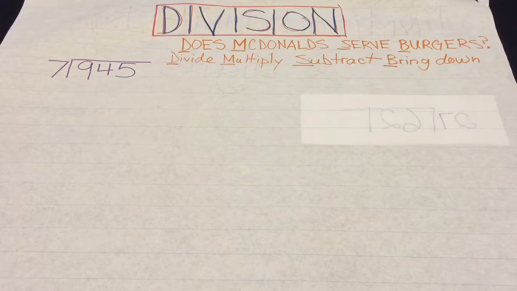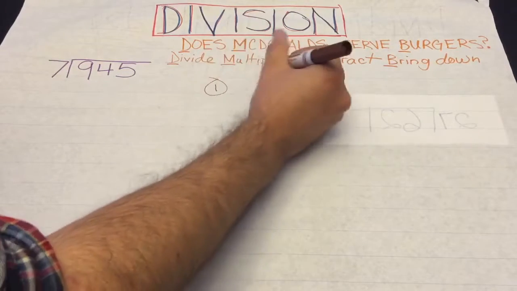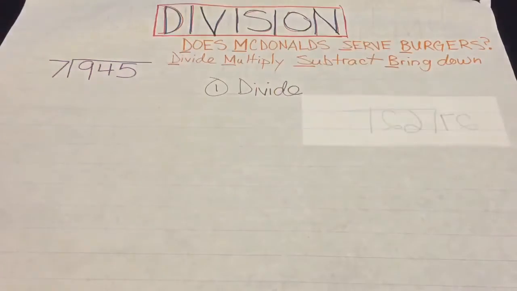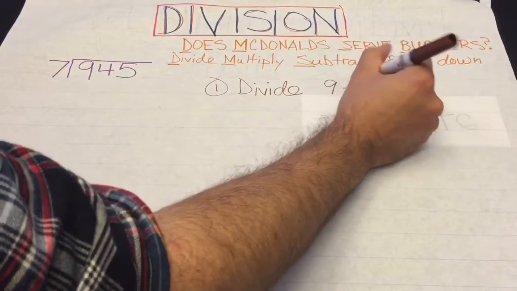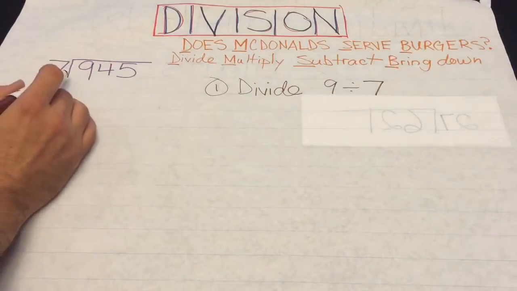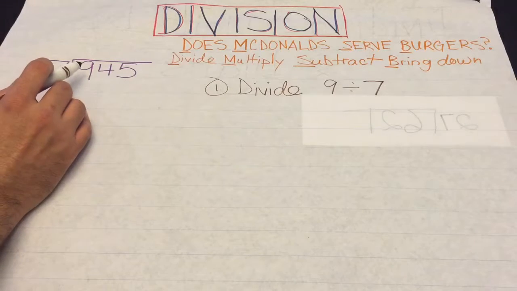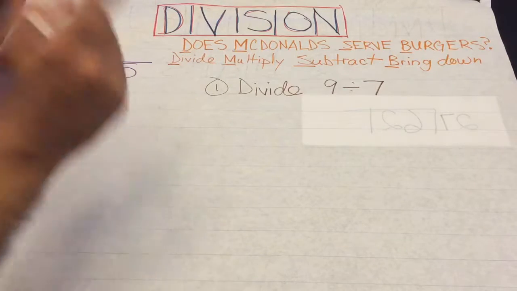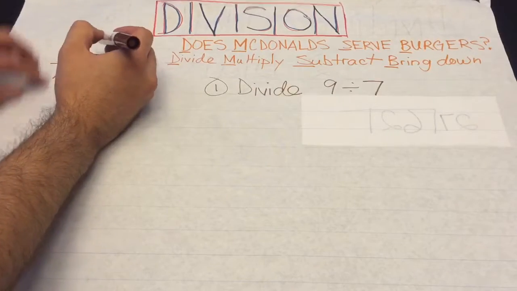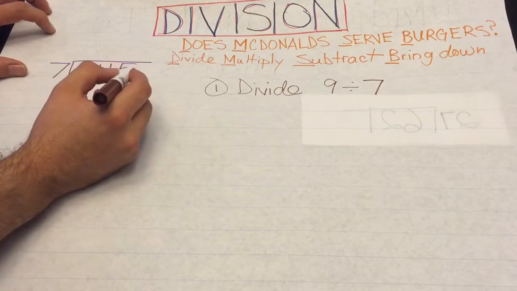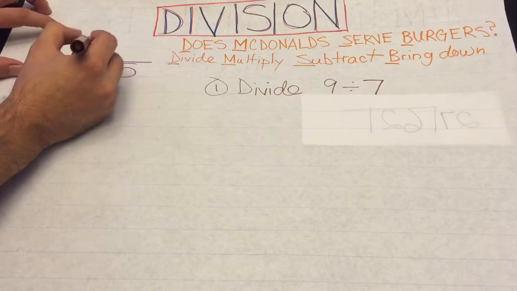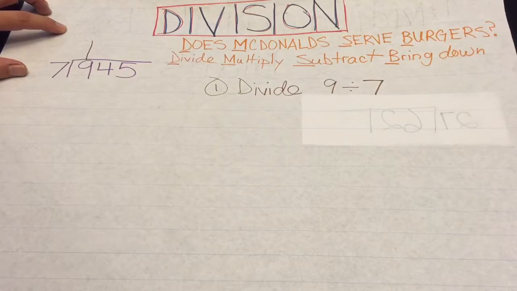So the first thing we do, step number 1, is to divide. And we will be dividing 9 divided by 7. So how many times does 7 go into 9? 7 should go into 9 only one time. Make sure that we are always putting our numbers exactly where they're supposed to go. So 9 divided by 7 is 1. We put the 1 directly above the 9.